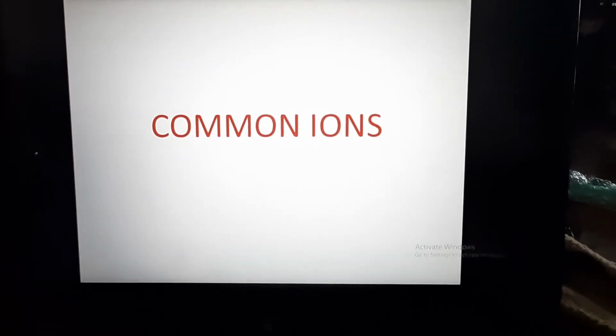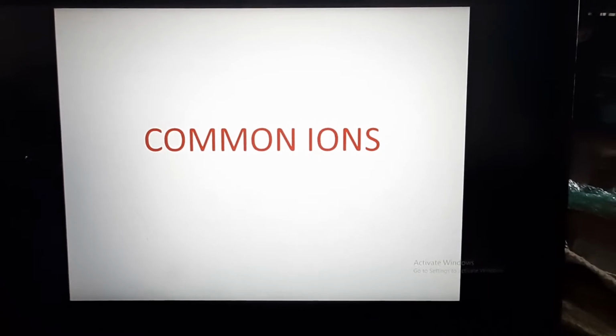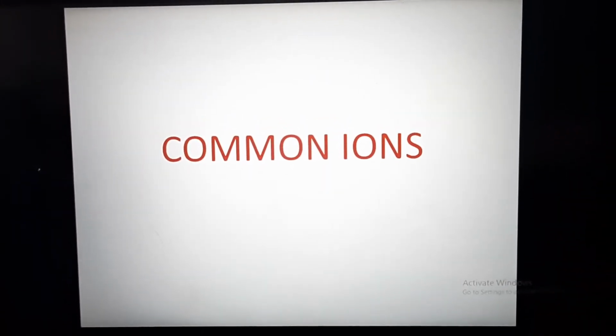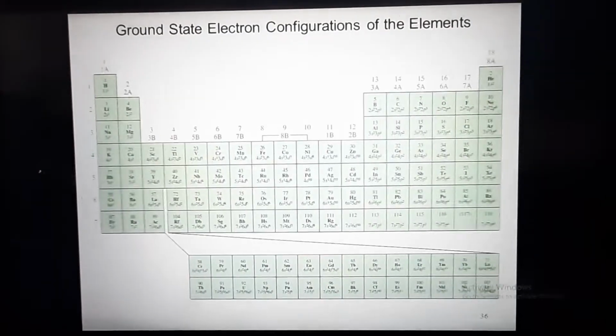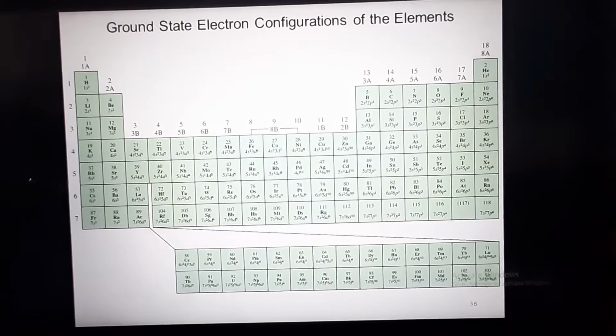So I want to start by going over common ions. I know we did this in class, but I feel like we may have rushed through it. So I want to just go through it quickly one more time. The first thing I want to look at is the ground state electron configurations.